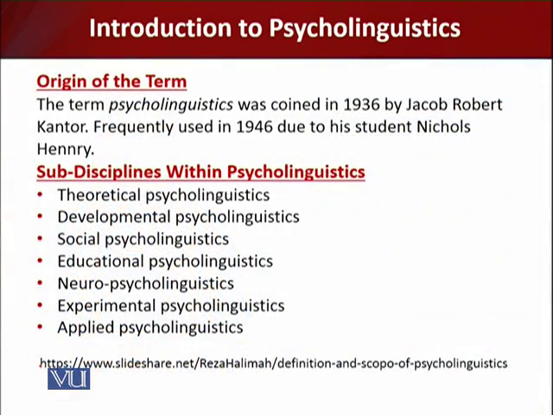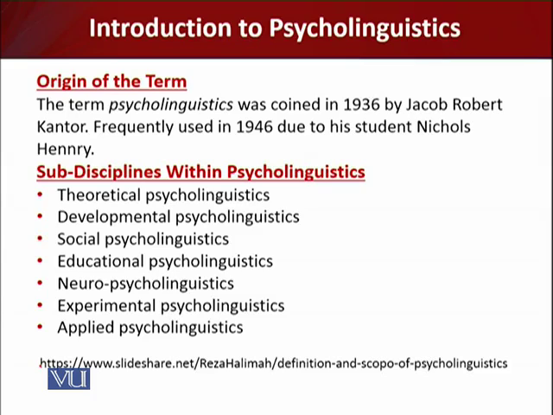Origin of the term. The term psycholinguistics was coined in 1936 by Jacob Robert Kantor in his book An Objective Psychology of Grammar. It was frequently used from 1946 due to his student Nicholas Henry's contribution, in the form of an article named Language and Psycholinguistics, a Review.